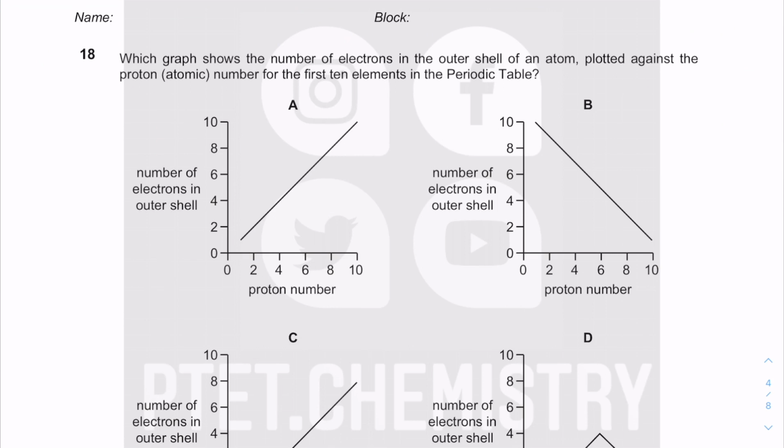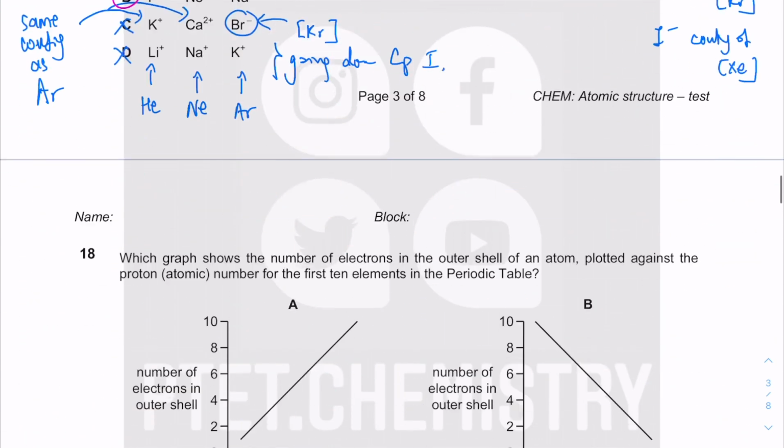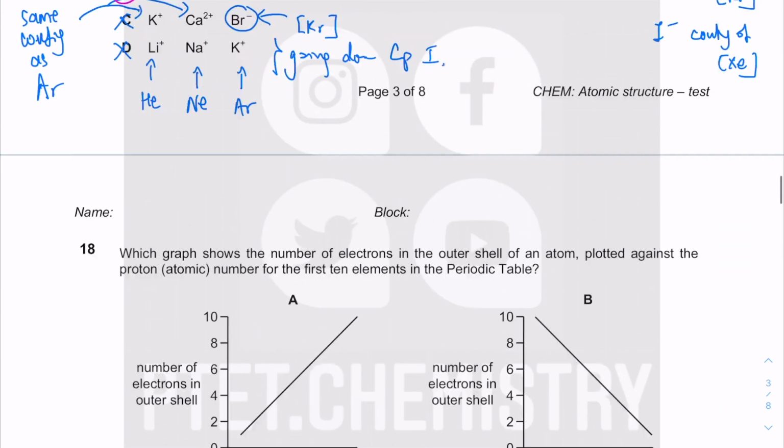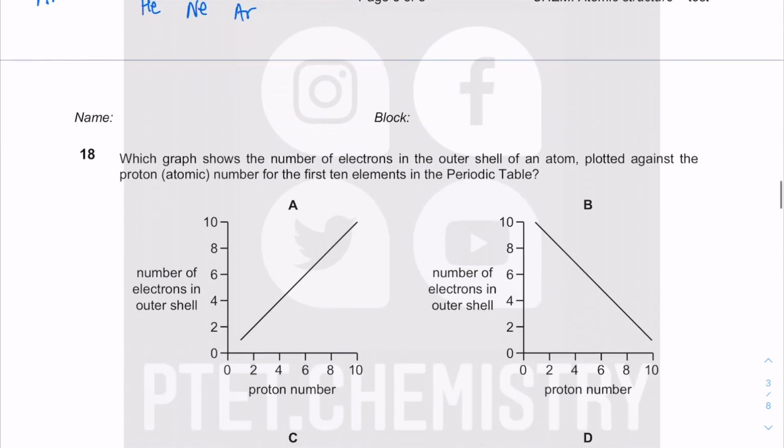Question 18. Have I quickly moved to question 18? That should have been question 12, I believe. That should have been question 12 actually.